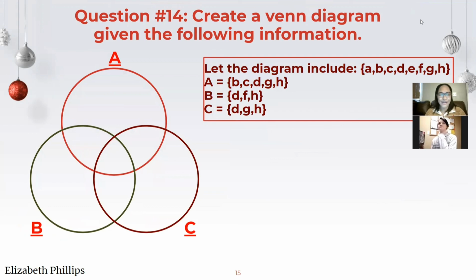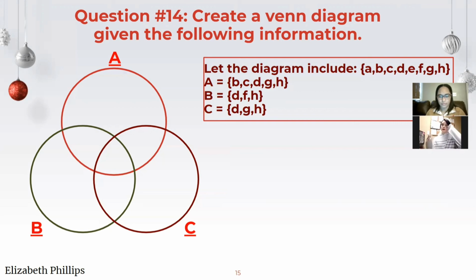Okay, create a Venn diagram giving the following information. To the left of your screens, we're given a blank diagram. The circles are labeled A, B, and C. So our problem is telling us to let the diagram include A, B, C, D, E, F, G, H, where A has B, C, D, G, H, B has D, F, H, and C has D, G, H.